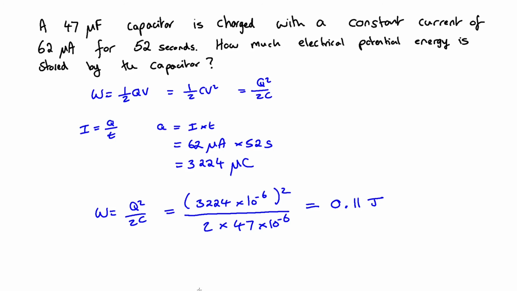And there we are, and we've got an answer of 0.11 joules. Don't forget, when you enter the numbers here, don't forget the microcoulombs times 10 to the minus 6, so we need to enter the prefix here, and of course microfarads again times 10 to the minus 6 on the bottom. And if you work it out, you've got 0.11 joules. So I've written the answer to two significant figures because obviously the data in the question here has been provided to two significant figures.